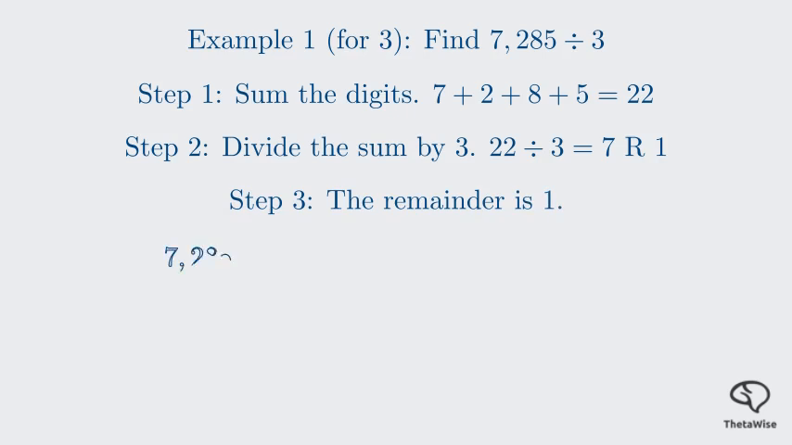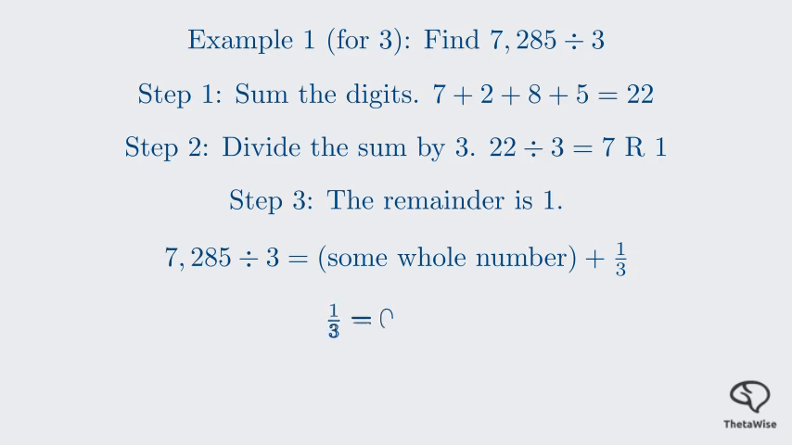So, 7,285 divided by 3 is some whole number, plus a remainder of 1. We can write this as 7,285 divided by 3 equals some whole number plus 1/3. And we know that 1/3 as a decimal is 0.333. So the decimal part of our answer is 0.333. Let's try another one for 3.